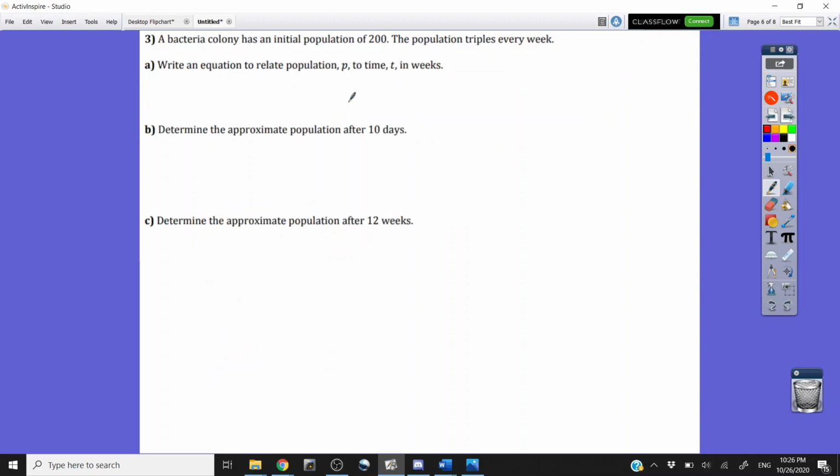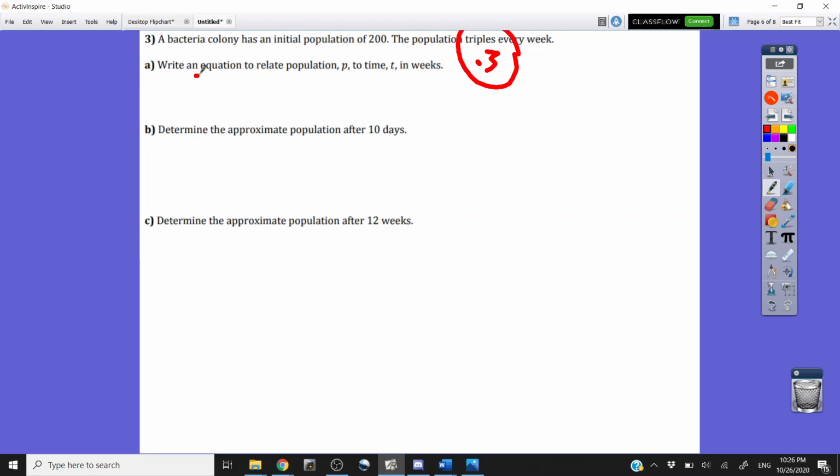I'm assuming now you've finished question 2, and here we are with another bacteria colony. So a bacteria colony, oh no, is an insect population in the first one. Bacteria colony has an initial population of 200. The population triples every week. Triples, I think everyone knows, is times 3. So we're going to triple every week. Write an equation to relate the population P to time T in weeks.